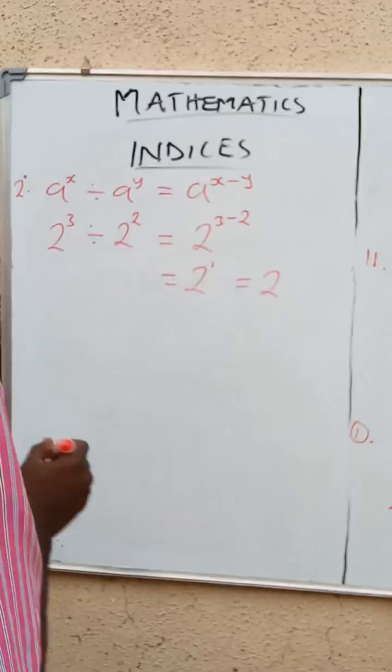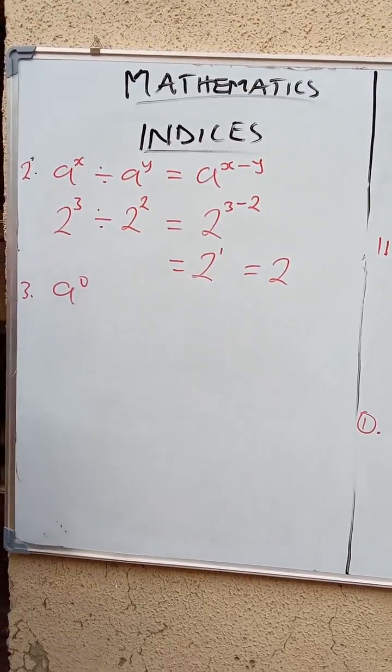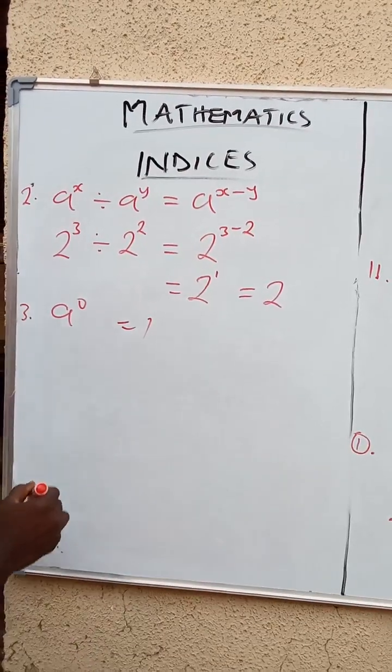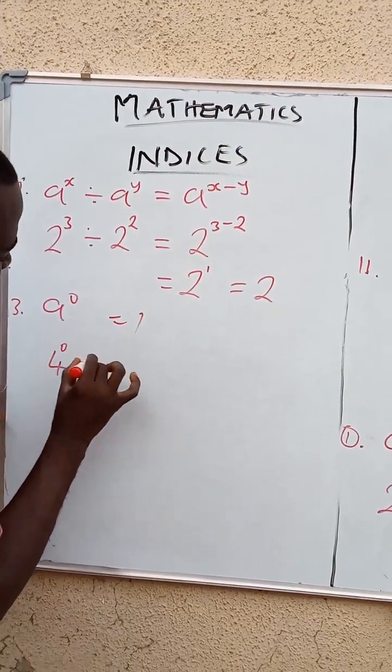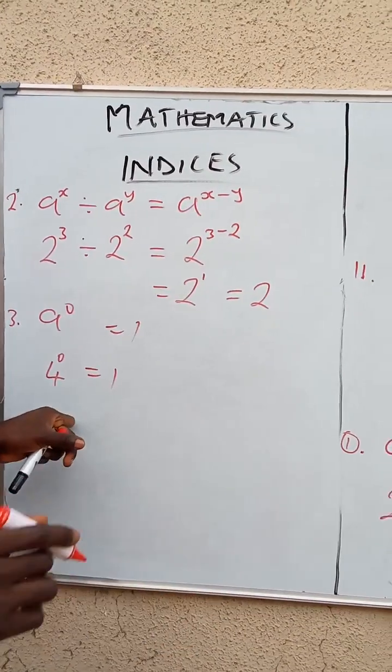So, we have the third one. We say that a raised to the power of 0 is equal to 1. That means 4 raised to the power of 0 is 1. There's a proof for this, but it's beyond your scope.